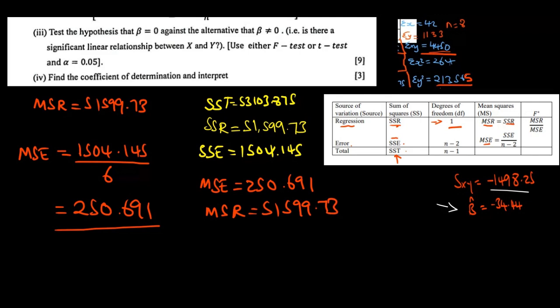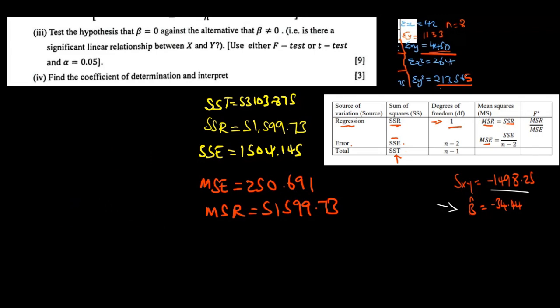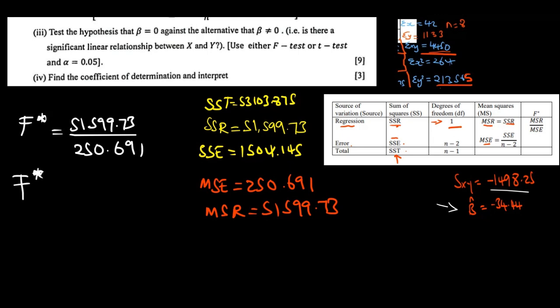So my MSE is just 250.691, and we said our MSR is just the same as SSR, which is 51,599.73. Alright, so once we have those, now we can calculate our F observed. So our F observed will just be equal to MSR, which is 51,599.73, divided by MSE, which is 250.691.